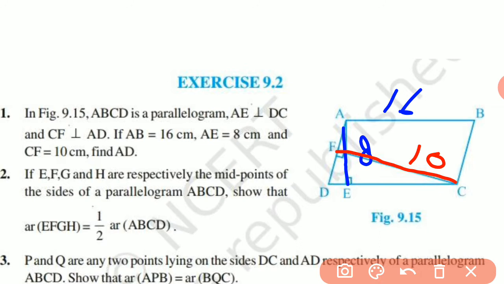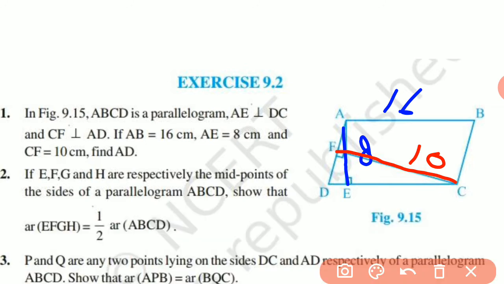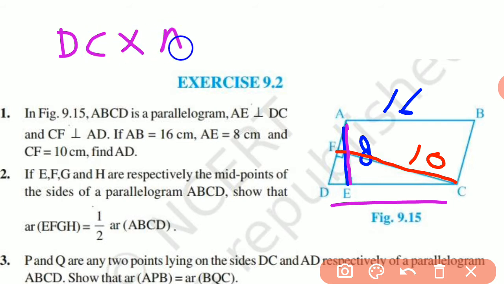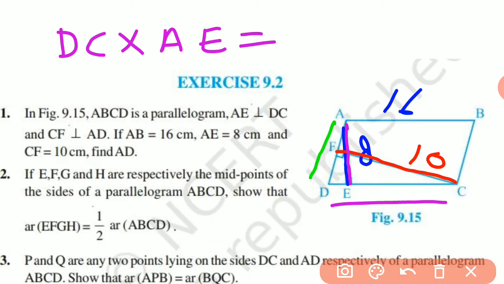So we can write area of a parallelogram equal to base into height. This is the base and this is the height, so we can write DC into height AE. And when we take AE as a base, then the height will be this portion CF. Now put the values.